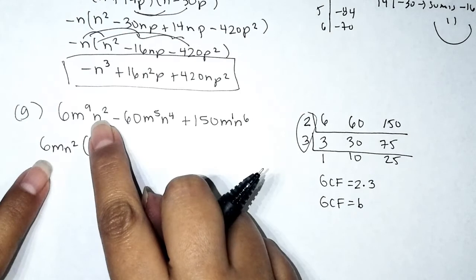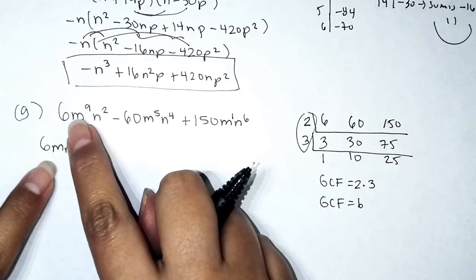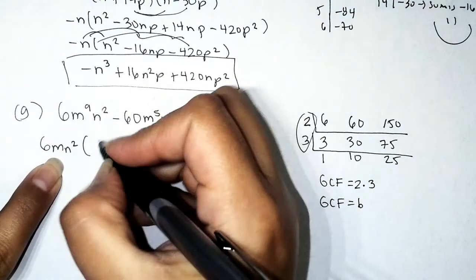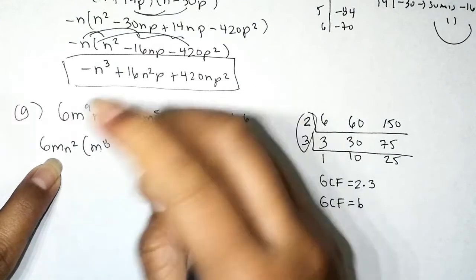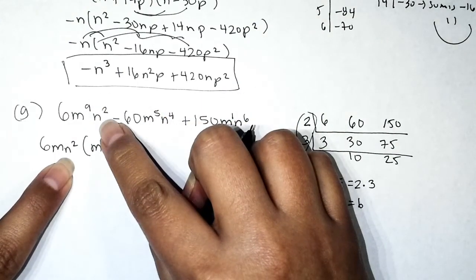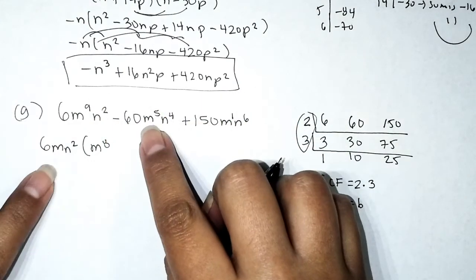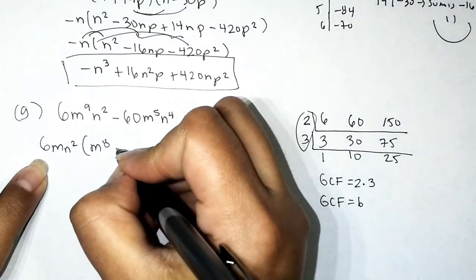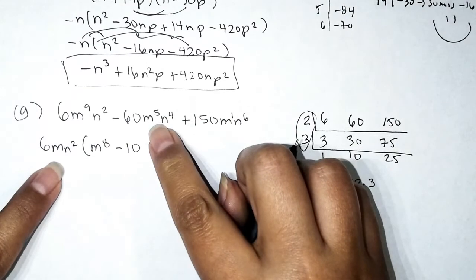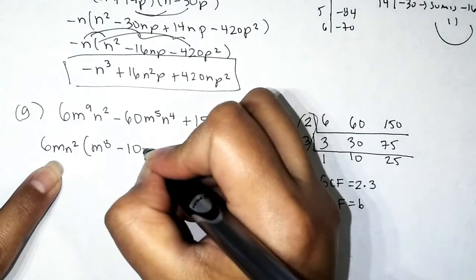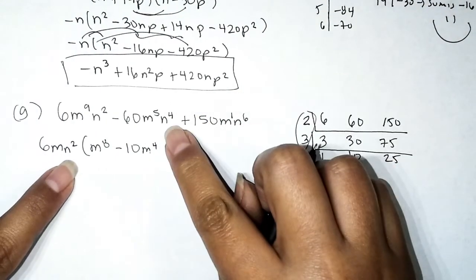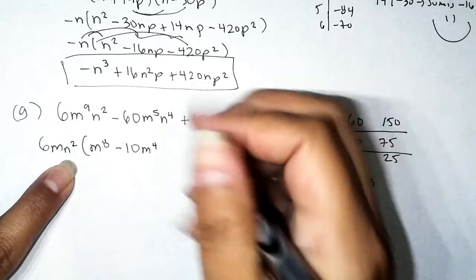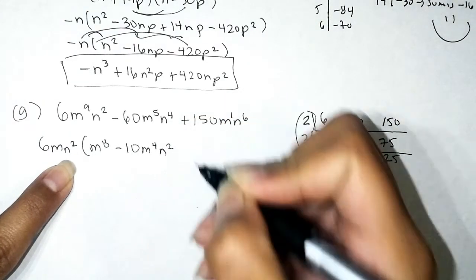First term over common factor, the 6's cancel. Quotient of the m's will leave us with 8 of them. Quotient of the n's, they're out. Next term divided by common factor, negative 60 over 6 will give us negative 10. Quotient of the m's will give us 4 of them. Quotient of the n's will have 2 of them. Well, you know what I mean, okay?